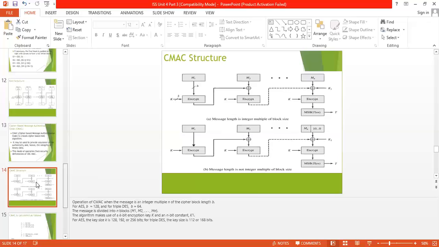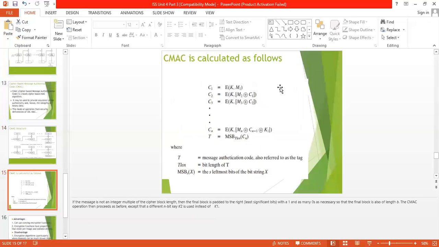The CMAC structure is the cipher-based MAC. This is the basic calculation of the CMAC. This is C1, C2, and the last Cn. E of K, where K is the key and M1 is the message. So at the last, T equals MSB of Cn. The T is the message authentication code, also referred to as the tag. T length is the bit length of T, and MSB means the leftmost bits of the bit string X.